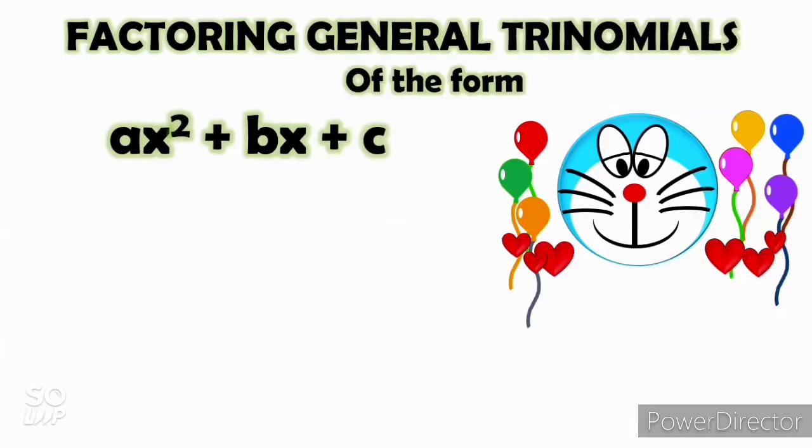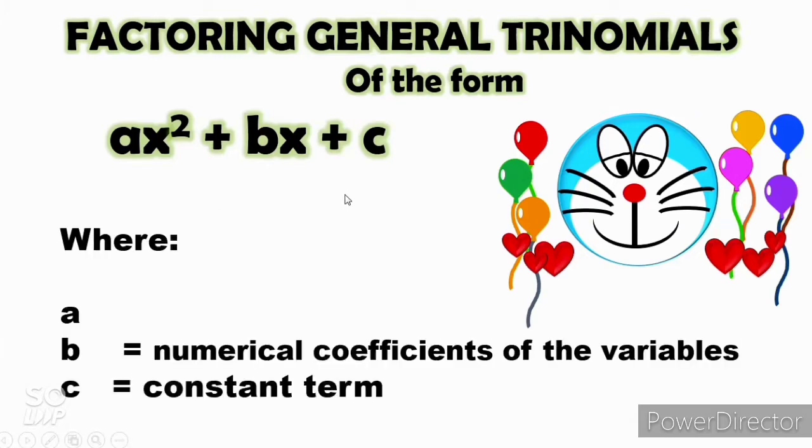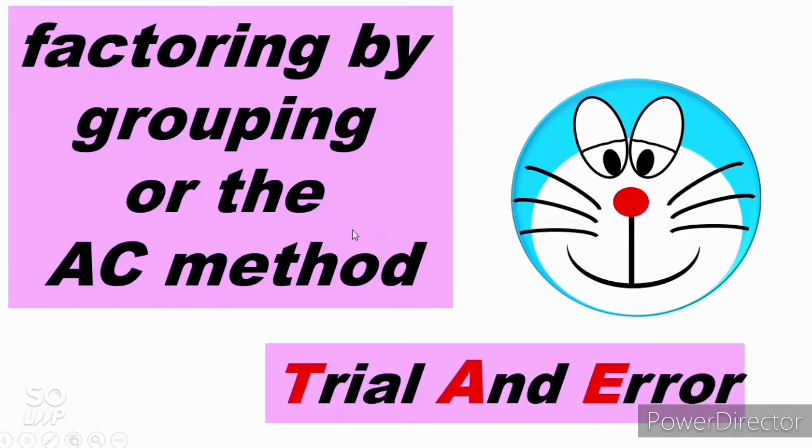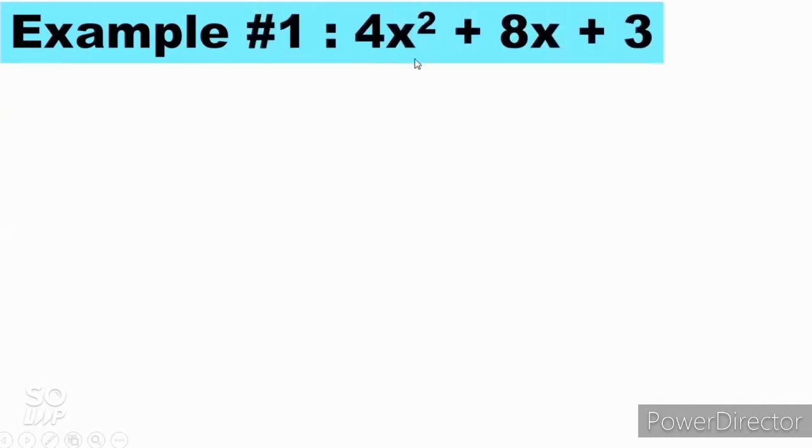Factoring general trinomials of the form ax squared plus bx plus c, where a and b are what we call the numerical coefficients of the variables, and c is what we call the constant. Meron tayong dalawang method on how to factor. The first one is factoring by grouping or the AC method, and the other one is what we call the trial and error method. Okay, so we have an example number 1.